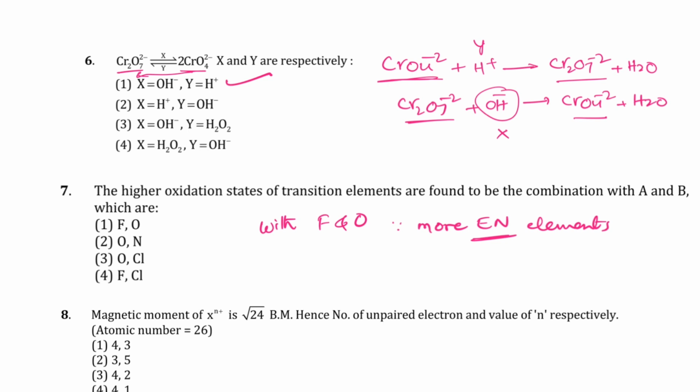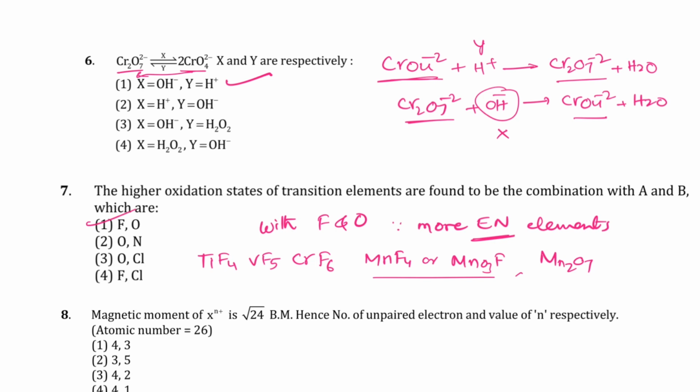Therefore, they show the higher oxidation state. So fluorine and oxygen, which option is there? That is the first one. If you observe, that is titanium tetrafluoride, vanadium pentafluoride, chromium hexafluoride, but manganese shows MnF4 or MnO3F fluorides only, but in oxide it shows Mn2O7, like this. So these elements generally show the higher oxidation state, and in that, which is there? Oxygen and fluorine.